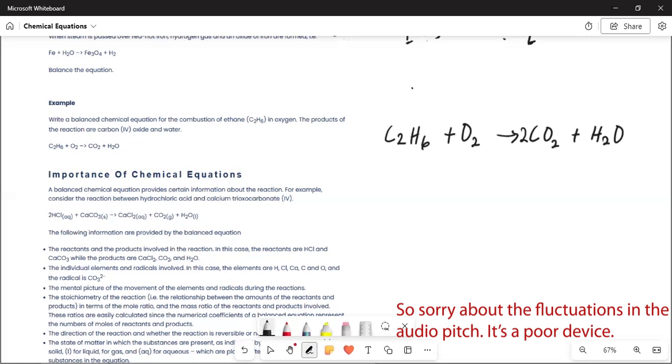4 plus 1, which is 5. But on the left hand side, I have 2. There's no way I can convert this to a 5. So let's balance hydrogen also. Hydrogen on the left is 6, but on the right is 2. So if I place a 3 here to balance hydrogen, that makes oxygen to be 3 also here. Then 3 plus this 4 here, that is 2 times 2, 4. That is 7, which does not agree with what we have on the left hand side. There's no way you can convert this to 7.